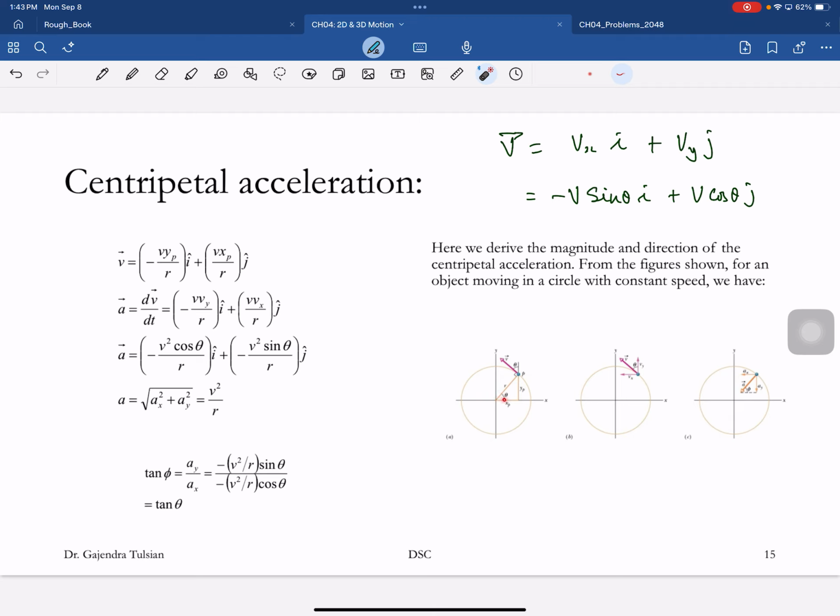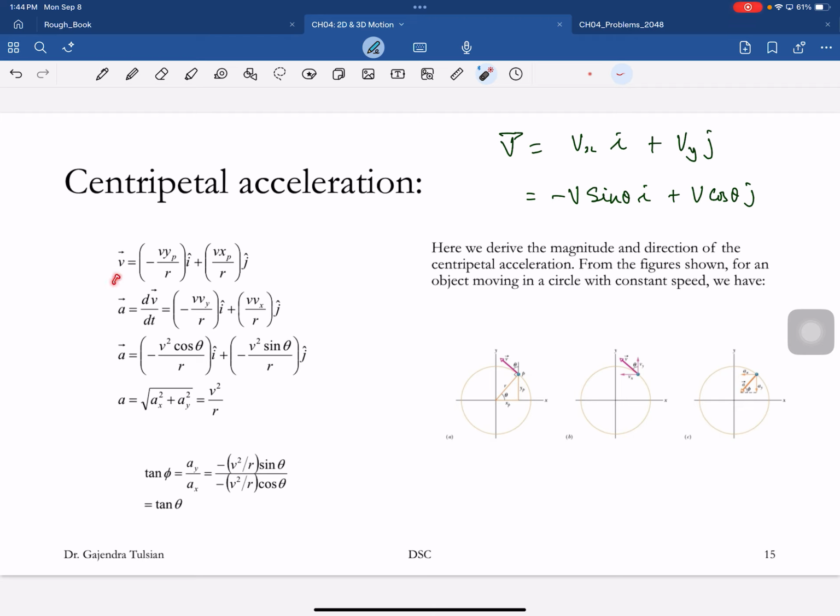Now let's look at this triangle. We'll write cosine and sine theta in terms of the x and y coordinates. Sine theta is y divided by r. Cosine theta is x divided by r. What we're going to show is that the magnitude of the centripetal acceleration is that.